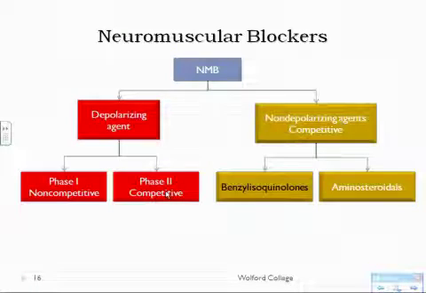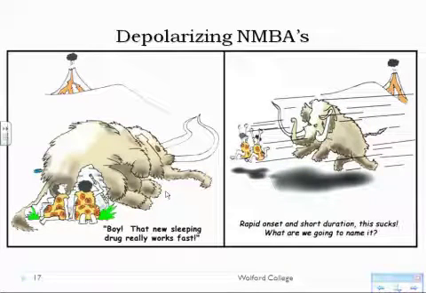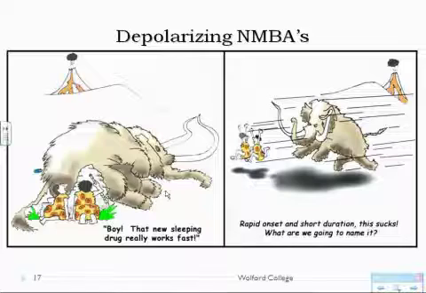So the neuromuscular blockers can be broken down into depolarizing or non-depolarizing agents. The depolarizing agent, which is succinylcholine, acts as two types of drugs, either as a phase 1 or a phase 2 agent. Phase 1 is considered non-competitive, and phase 2 acts as competitive. Your non-depolarizing agents can be broken down into two family groups, the benzylisoquinolines and the aminosteroidals. Depolarizing agents, the first one we're going to talk about.